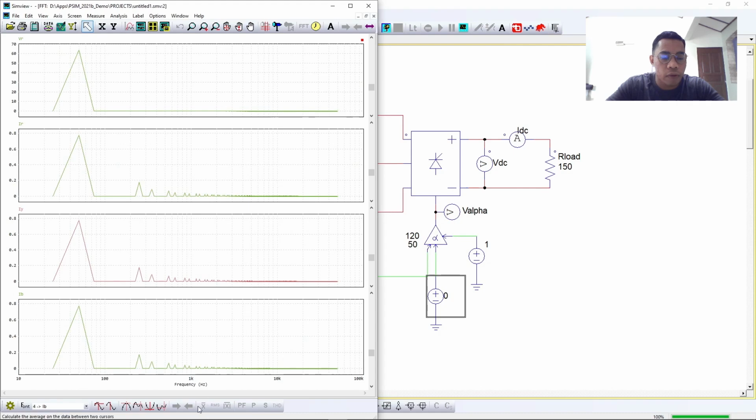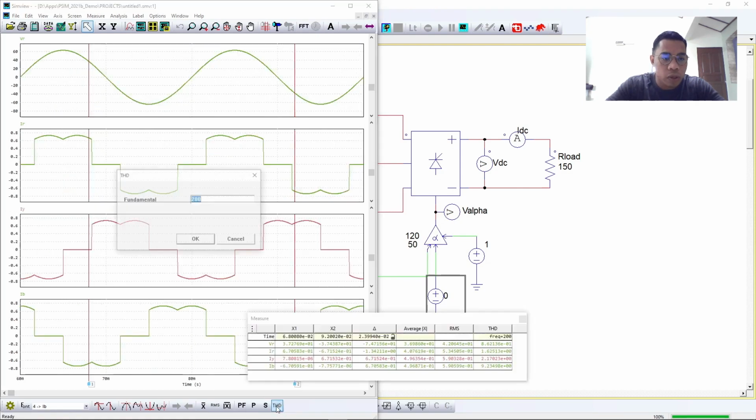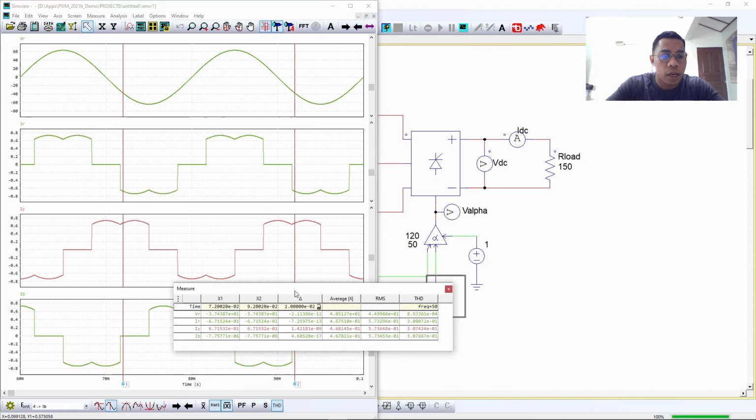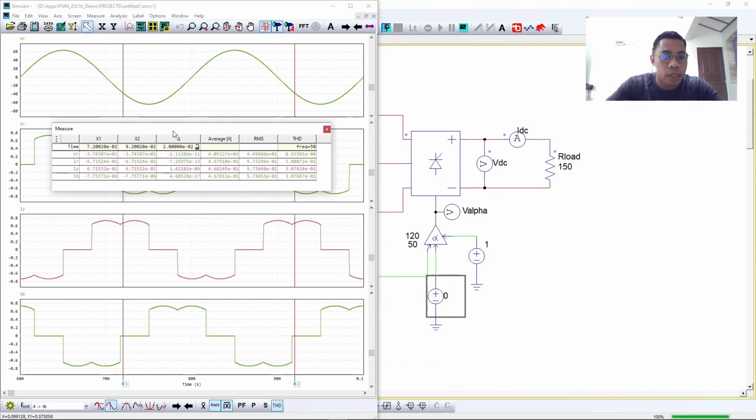After we run the FFT simulation, we can find the value of total harmonic distortion for the 50 Hz frequency. All right, we can see the IR THD value is 3.08072. Okay, that's all for our experiment.